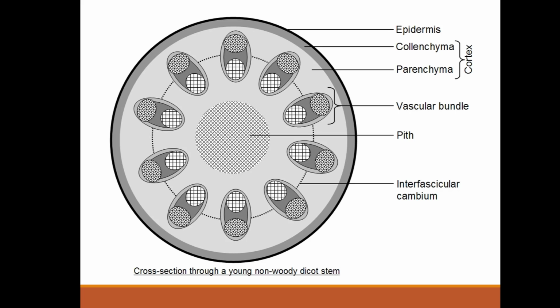And here are the structures within that. This is a non-woody dicot stem. And here's the epidermis and the cortex, as well as the vascular bundle. I'll talk about what each one of these are, and pith.